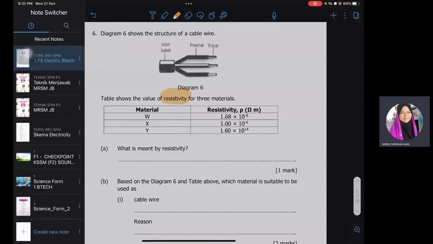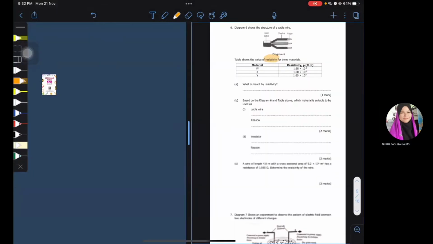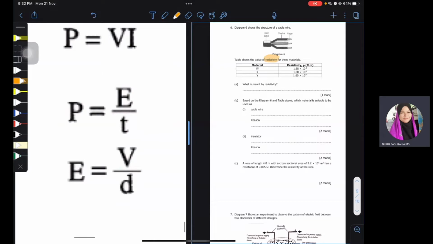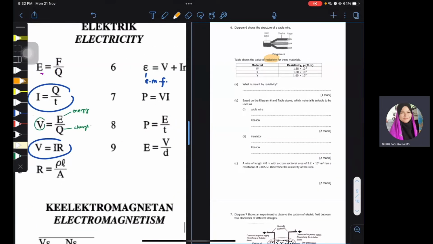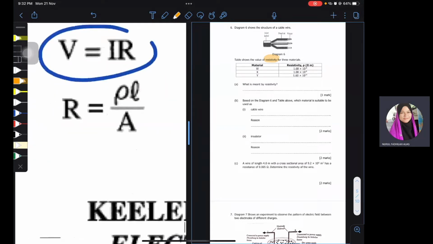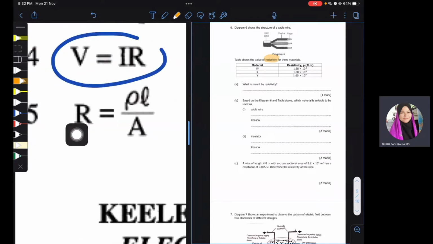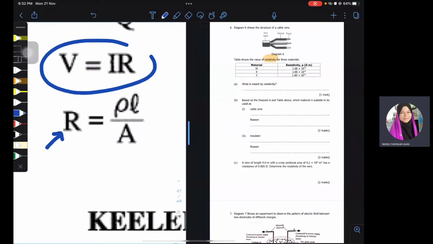Lagi dalam formula sheet. Okay, kita ada resistivity. Ada tak? Ni dia. Okay, if you look at these symbols, R adalah symbol for resistance. So that's very important to identify and know all the symbols tu.